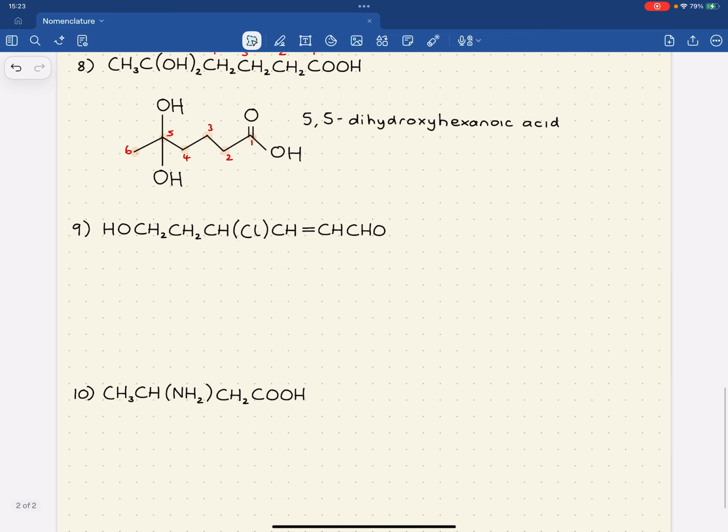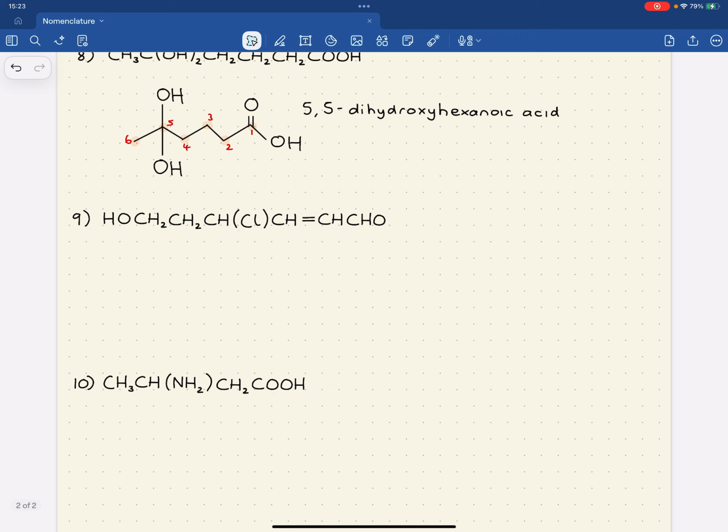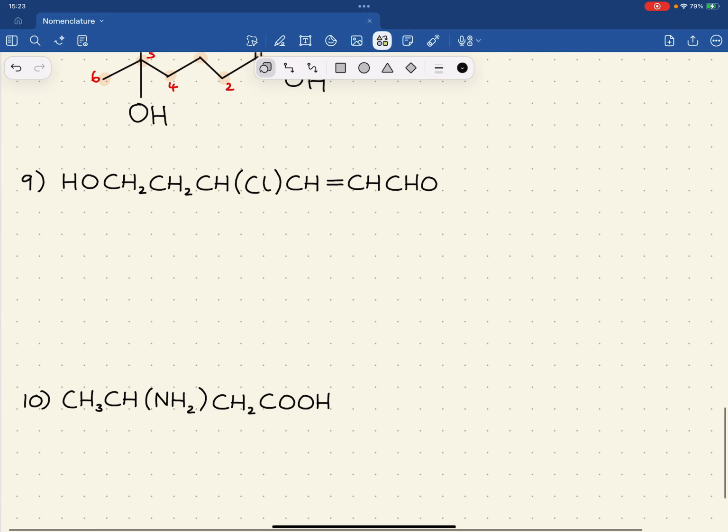Okay, number 9 and number 10 are there. Let's have a look at number 9. Again, we'll draw this as a skeletal formula because it might make it a little bit easier for us to see.